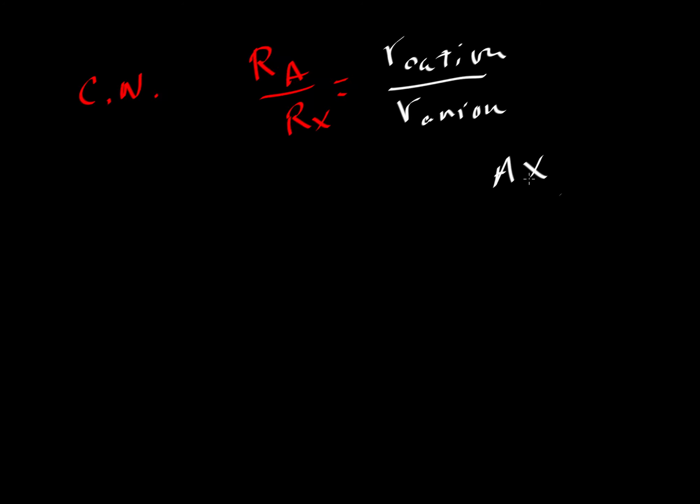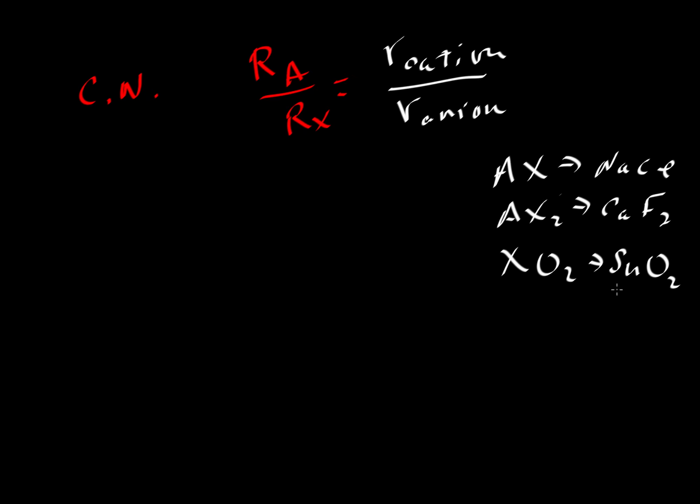Partly it's because we talk about things like so-called AX compounds, and that would be something like sodium chloride, or we can have an AX2, which would be something like fluorite, CaF2. But there are exceptions to that rule. We have XO2 compounds like cassiterite, which is SnO2. Now it's the X that is the cation. Don't let that stuff bother you. The bottom line is we're going to take the ratio of a small thing over a large thing.